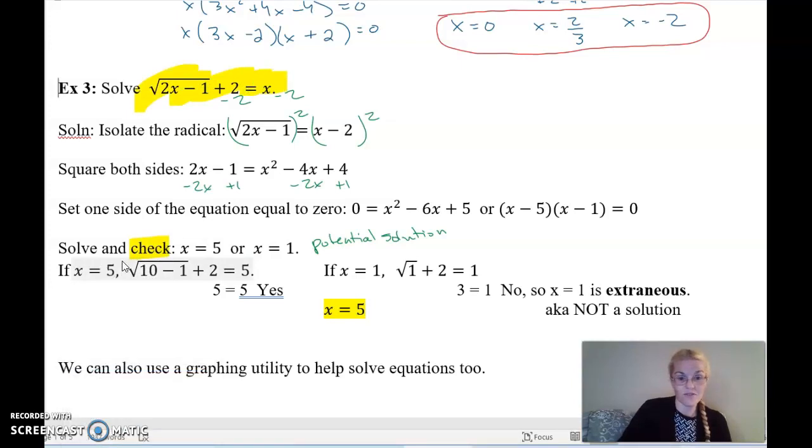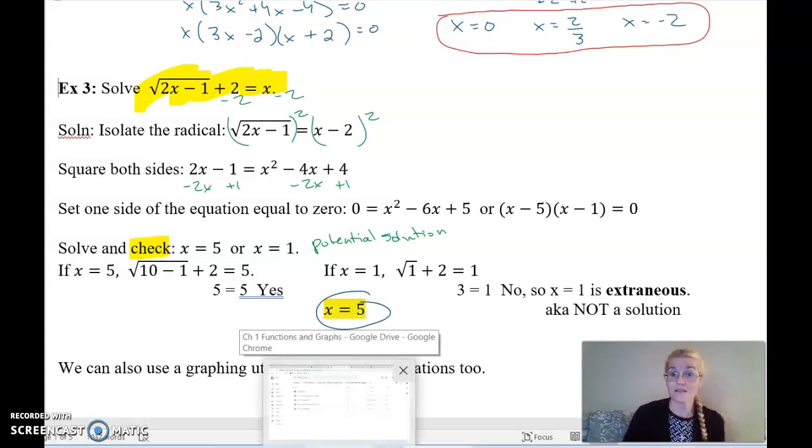So if x equals 5, we plug 5 in. 10 minus 1 is 9. Square root of 9 is 3. 3 plus 2 is 5. Yes, check. 5 is the solution. But if you plug in 1, 2 minus 1 is 1, the square root of 1 is 1, plus 2, that's 3. That's not equal to x if x is 1. So 1 is extraneous. It's not actually a solution. In this case, there is one and only one solution, which I'm going to circle right there.